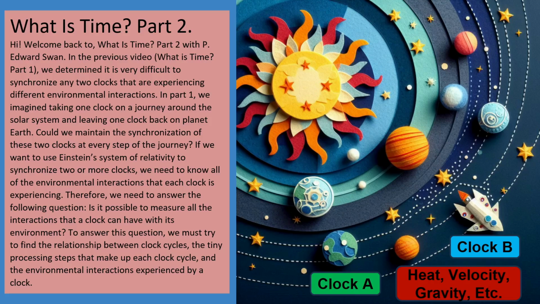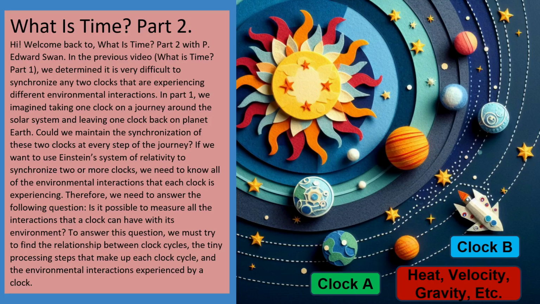If we want to use Einstein's system of relativity to synchronize two or more clocks, we need to know all of the environmental interactions that each clock is experiencing. Therefore, we need to answer the following question. Is it possible to measure all the interactions that a clock can have with its environment?